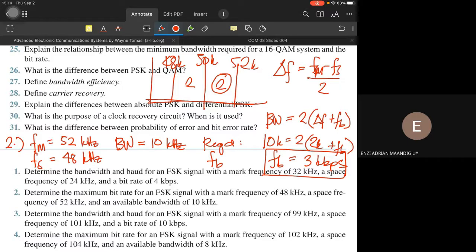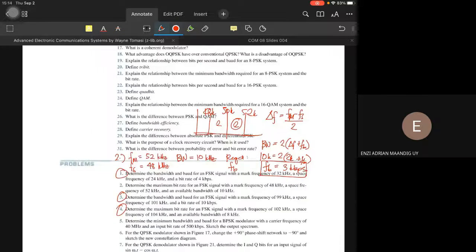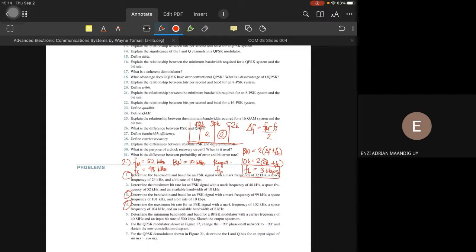Alright, that ends our discussion this afternoon. I think it's 3 to 5 already, so that's just practice: 1, 3, and 4. That's easy, it should take 5 minutes. Is there any more questions? None? Alright, if there are no questions, see you tomorrow.